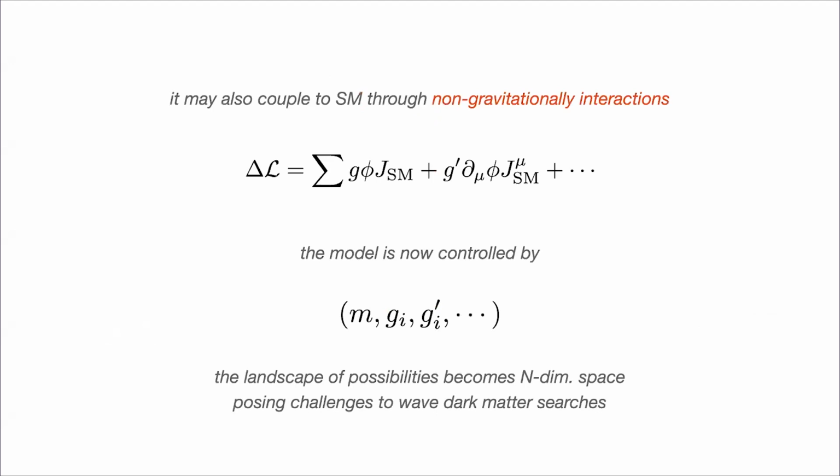And what is even more is that once we start to allow their coupling to the standard model, this one-dimensional landscape becomes an n-dimensional parameter space, and there are many more possibilities, basically posing challenges for the wave dark matter search. But we can look at this situation from a different angle. The fact that it can couple to the standard model non-gravitationally, and the fact that there is still a wide mass range which is allowed observationally, gives us more handles to search for ultralight dark matter.